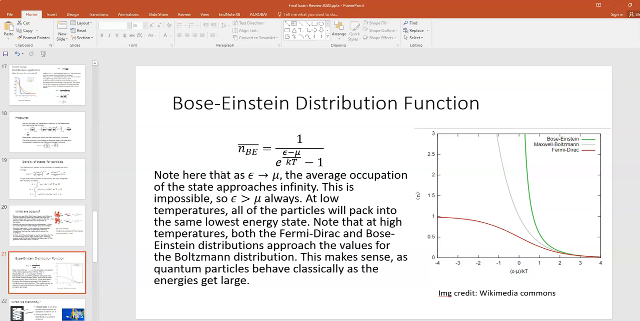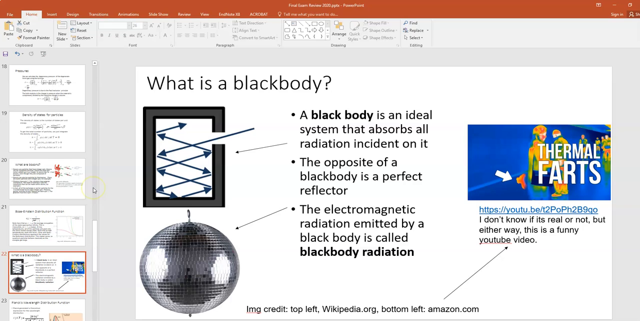And what happens is, of course, that at low temperatures, all the particles are going to pack into the same lowest energy state, okay? And, of course, at high temperatures, all of the distribution functions converge out here. You can see that at this point, they're all overlapping as the temperature gets higher and higher. And that makes sense because quantum particles start to behave classically as the energy gets large. So we use the Bose-Einstein distribution function to describe a couple of different systems.